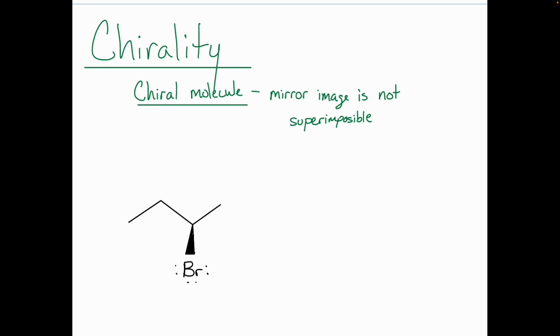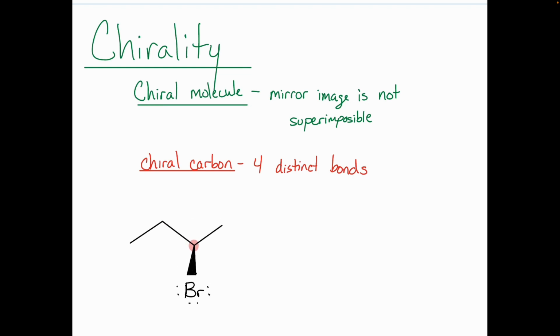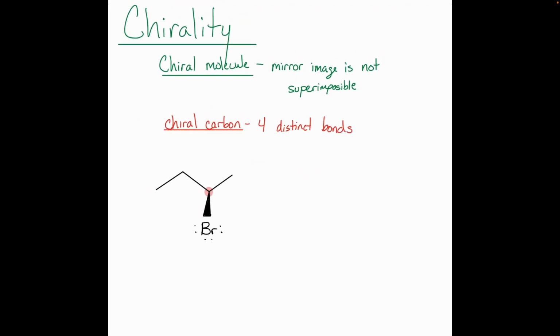All right. So this molecule right here is a chiral molecule. And there's kind of a dead giveaway that we can use to spot these chiral molecules. We call those chiral carbons. How do you spot a chiral carbon? What's the rule? What's up? 4 distinct groups. Yeah, 4 distinct groups are bound to that carbon.